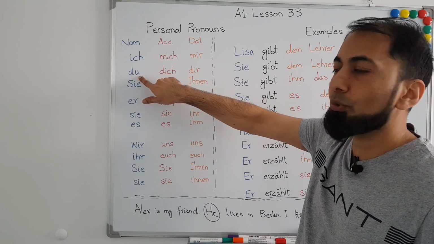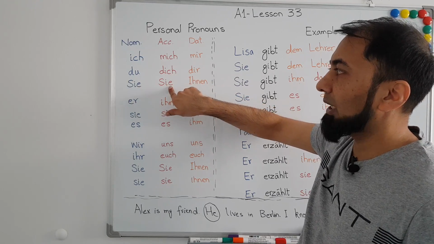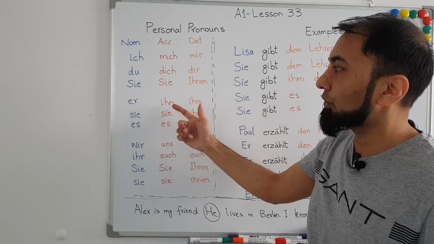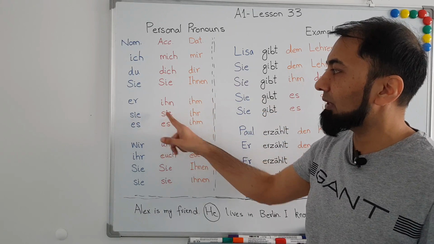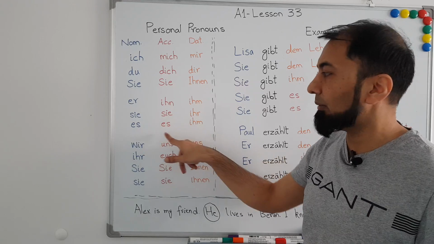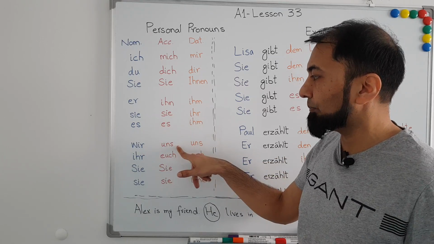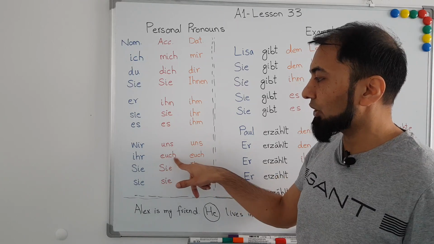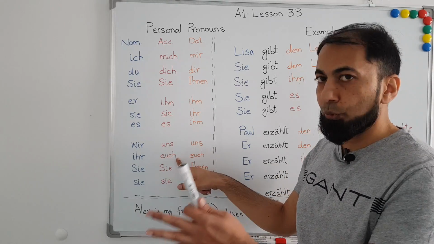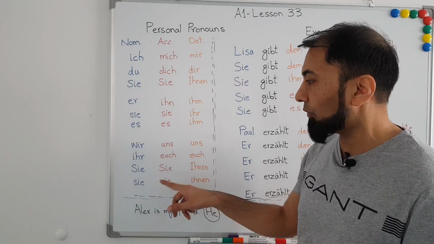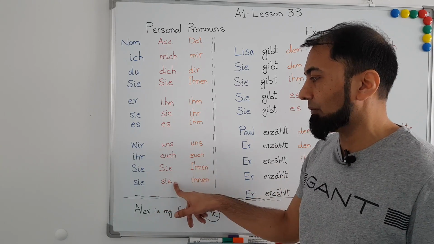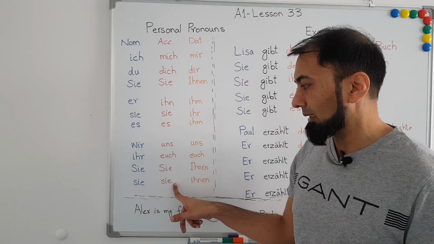Du will change to dich and Sie will remain Sie in accusative also. Er will change to ihn, sie will remain sie, es will remain es, wir will change to uns, which means us, ihr will change to euch, which means you, collective again, informal, plural, Sie will remain Sie, and sie for they will remain sie.